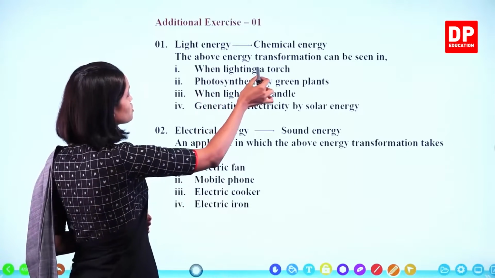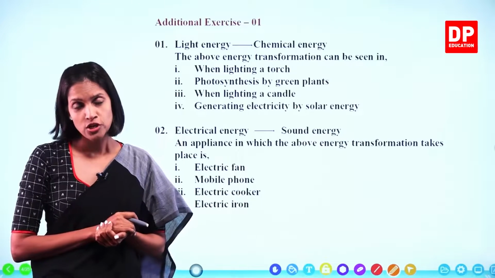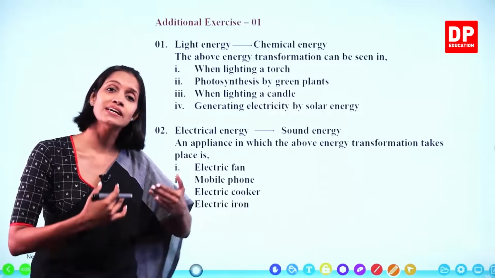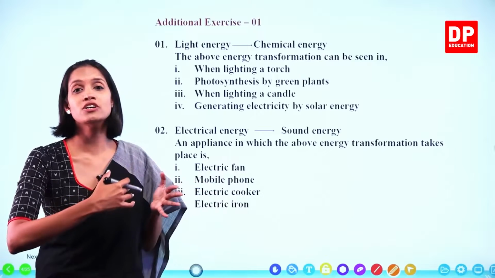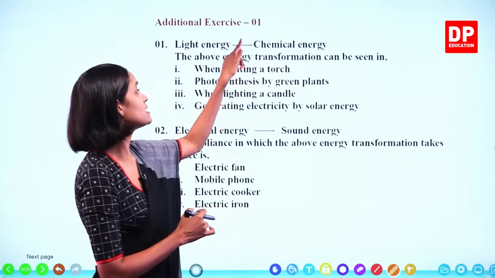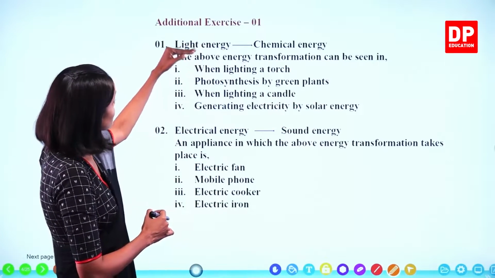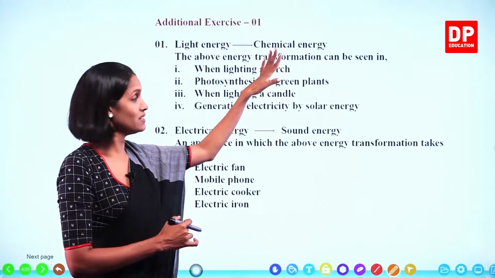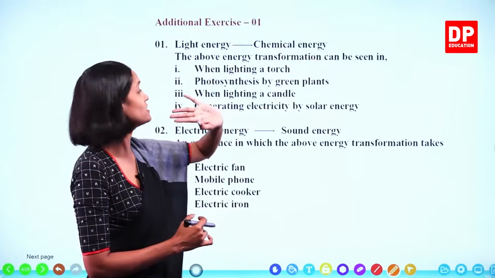Now when light in a torch, you all know most of the time in the torch, dry cells are used. So what type of energy is present in the dry cells, children? You all know that is chemical energy, right? So from the chemical energy, it is converted to electrical energy, right? So when light in a torch, what happens? Electrical energy is converted to light energy, right? Here, the question gives the other way around, light energy into chemical energy, right? So here from chemical energy to electrical energy to light energy, right?